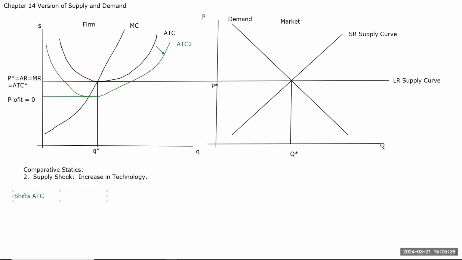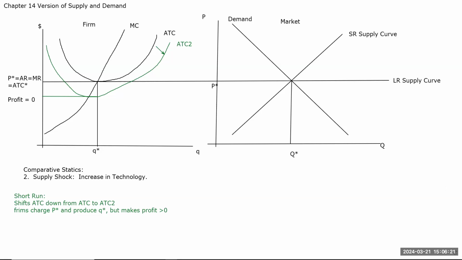Shifts average total cost down from ATC to ATC2. In the short run, firms charge P star, the same price, and produce q star, the same quantity, but make positive profit, greater than zero. It makes positive economic profit. All right, so that's the short run.